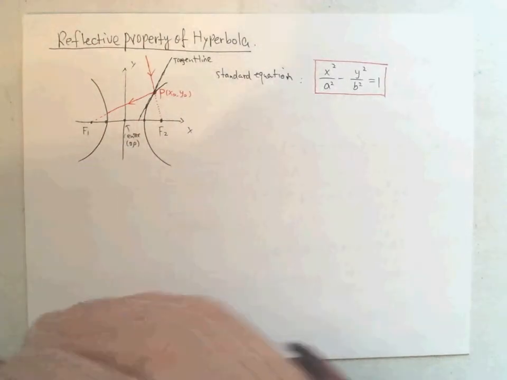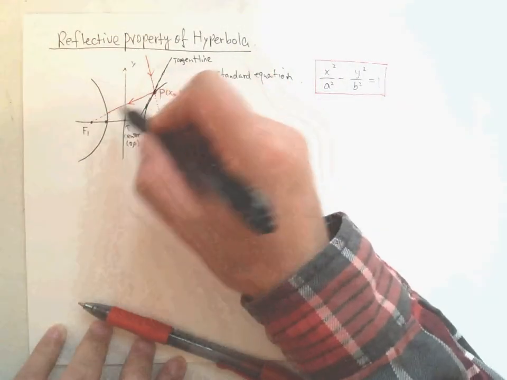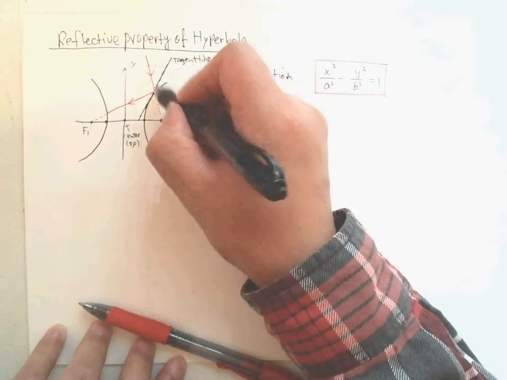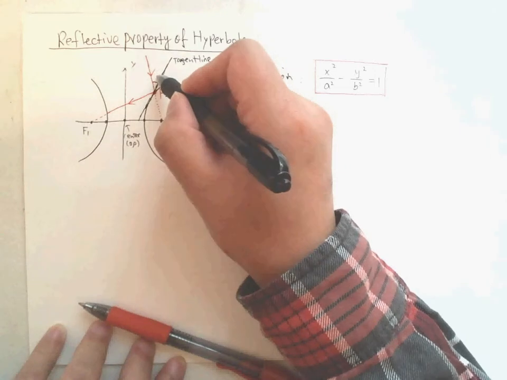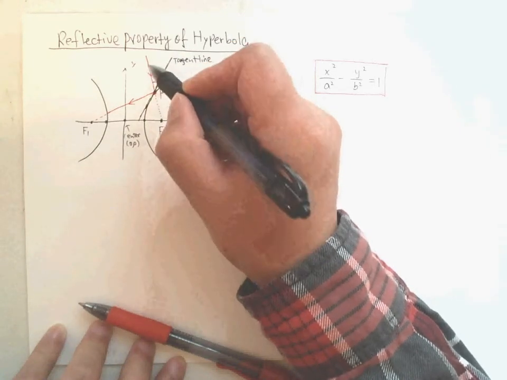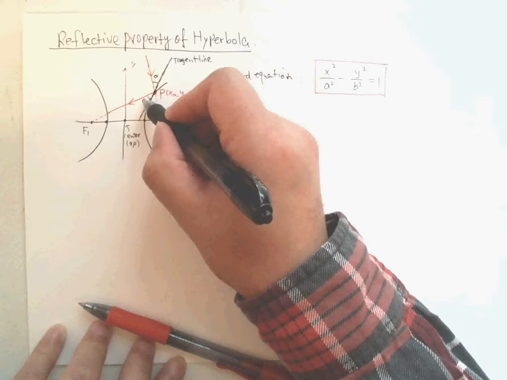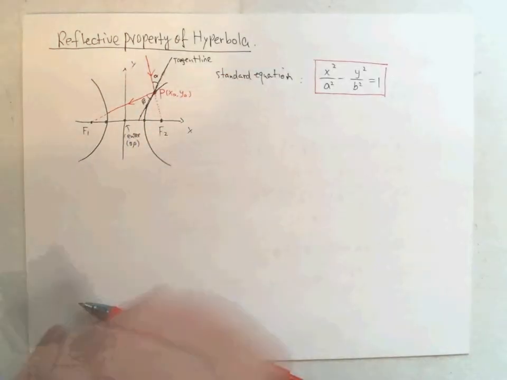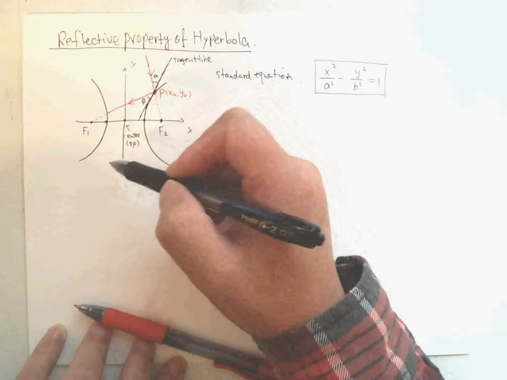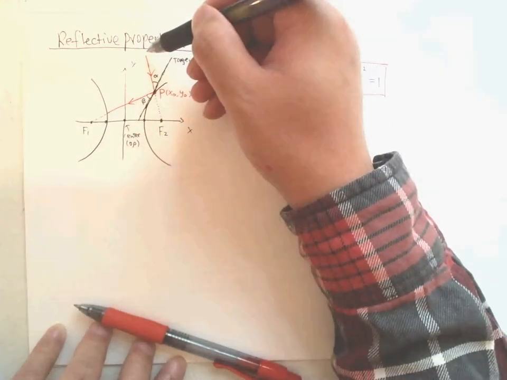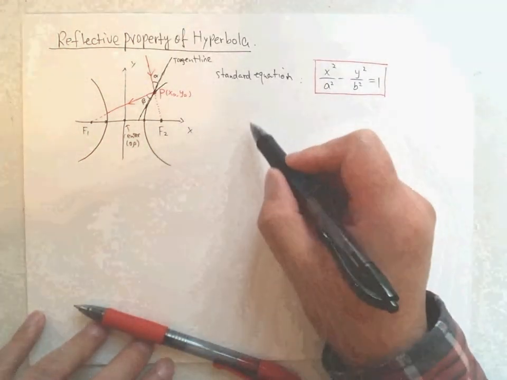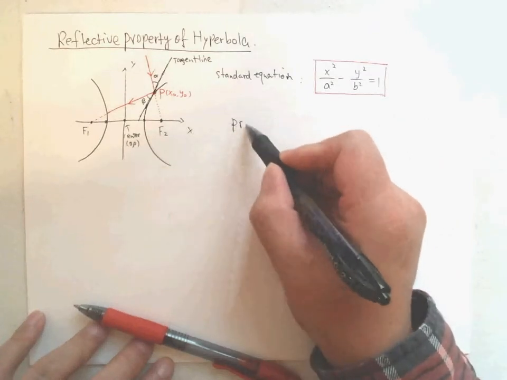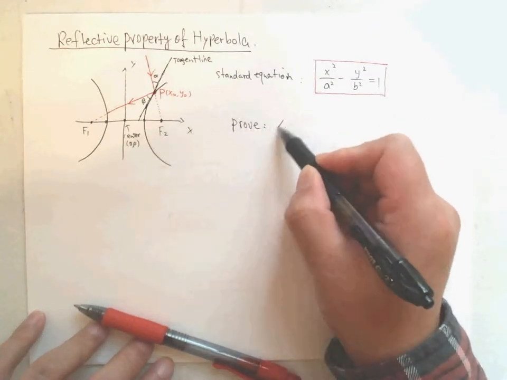If it's a reflection, we should follow this: the light goes in this direction, which means these two angles should be the same. Let me give the angles names: this one is alpha, and this other one is beta. So the property is alpha equals beta, right? If alpha equals beta, then the light goes in and reflects in this direction. We need to prove this now.